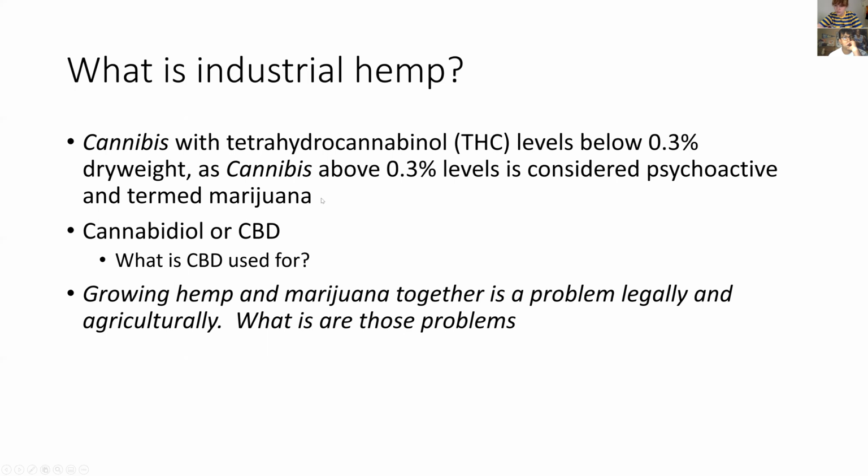First of all, what is industrial hemp? Cannabis with tetrahydrocannabinol below 0.3% dry weight. Cannabis above 0.3% is of course psychoactive toward living beings, especially humans, and that's marijuana. Cannabinoids are also used as medicinal, like CBD oil. I go to the fitness center, and they sell CBD oil, I guess for knee pain or as a nutritional supplement. I don't know about other medicinal uses of cannabis, other than CBD.